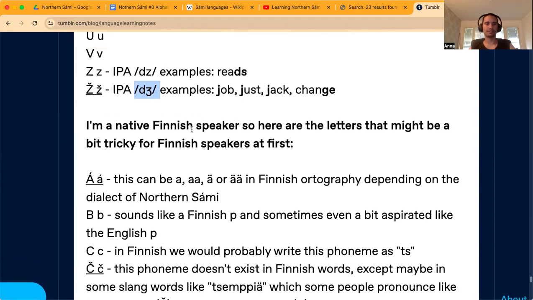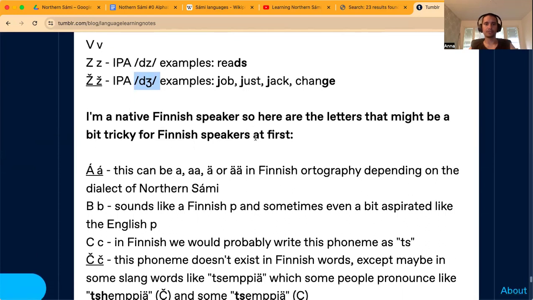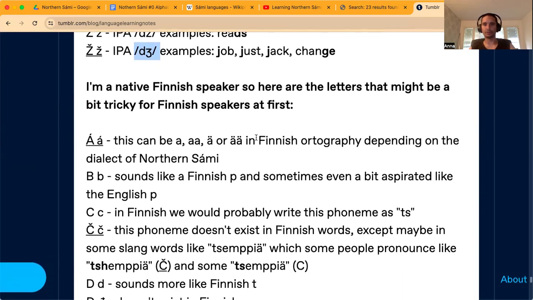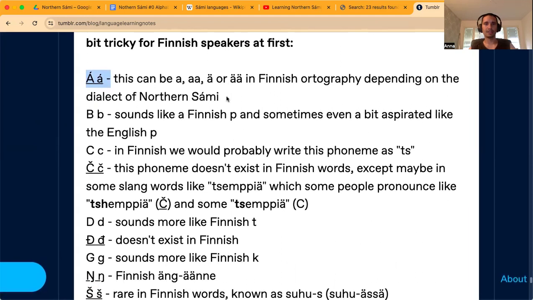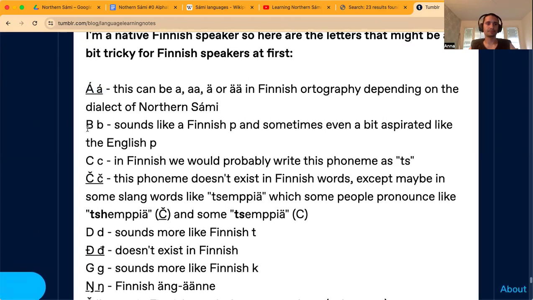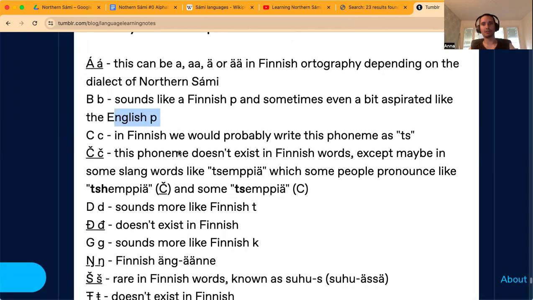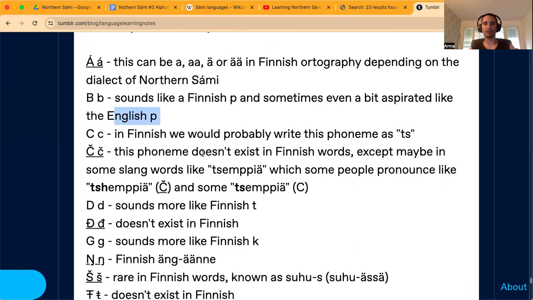So like I said, I'm a native Finnish speaker. So here are some letters that might be tricky for Finnish speakers. Like the rihku a, which can be a or a, depending on the dialect. B sounds like a Finnish P, pe, and sometimes even a bit aspirated like the English P. Finnish pe, p, and h. So yeah, that's how I've perceived it.